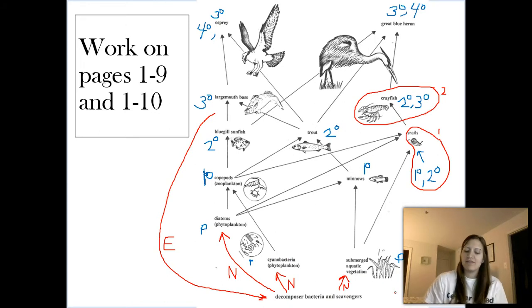All right, question number 5. How many different types of producers do we have in our food web? We indicated this earlier when we were labeling. We have 3. We have diatoms, cyanobacteria, and submerged aquatic vegetation.